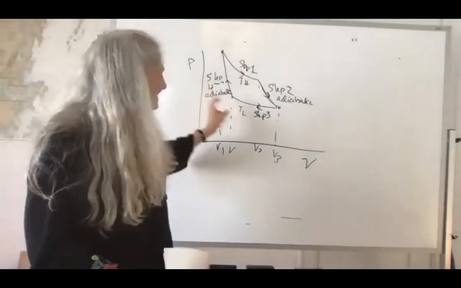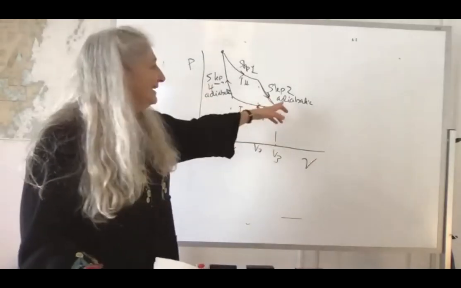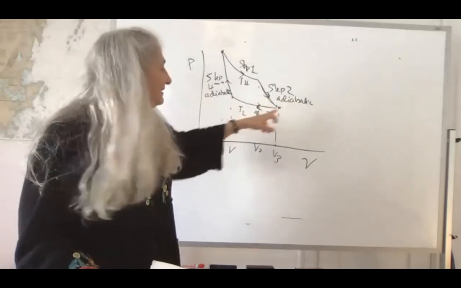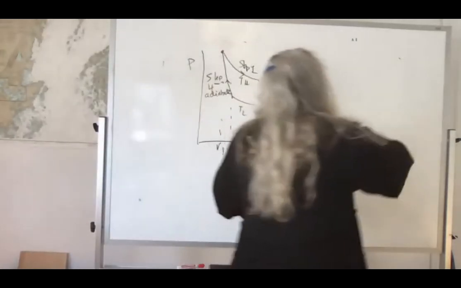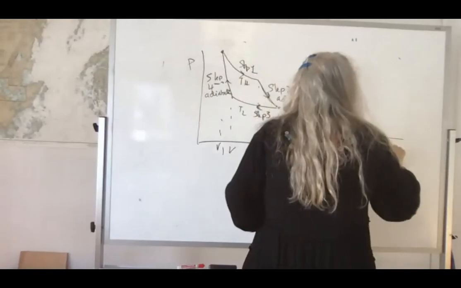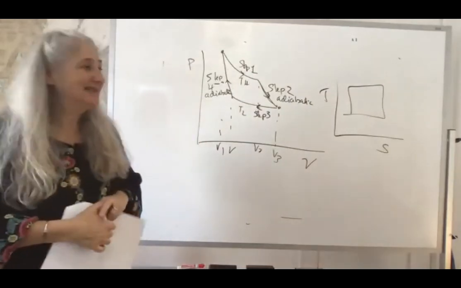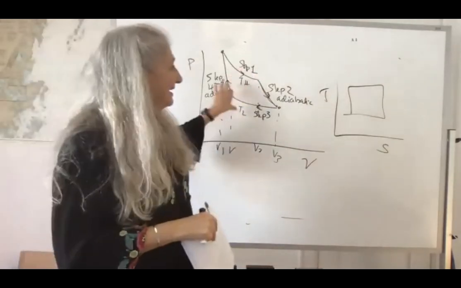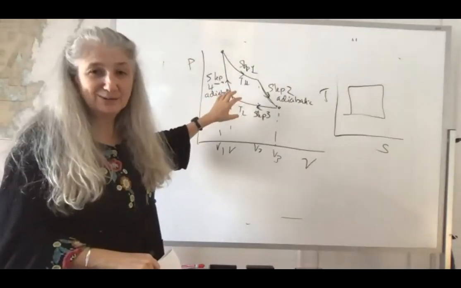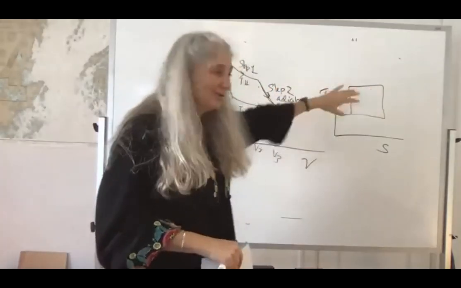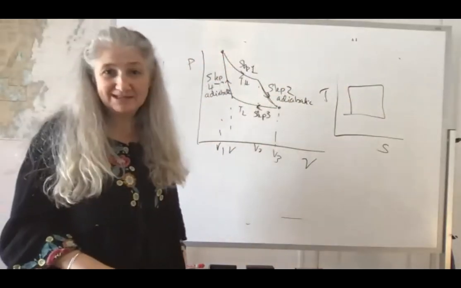So this is what it looks like on a PV plot. On a TS plot, when it's adiabatic, S is not changing. When it's isothermal, T is not changing. So on a TS plot, if I have S versus T, the loop looks like a square. And it has the same area, actually, because the total work around the loop is the same as the total heat on the loop. So when you get back to the beginning, you have the same energy.